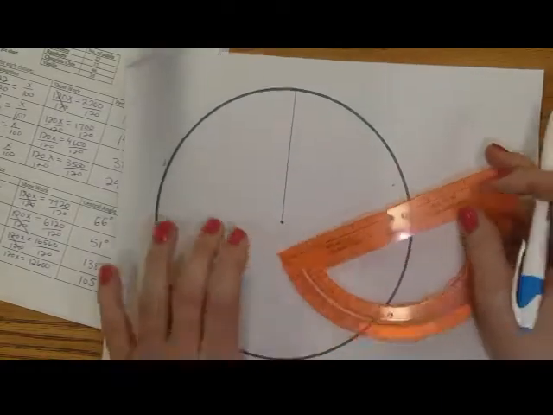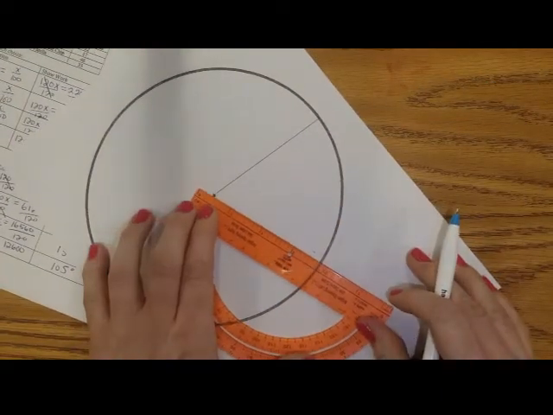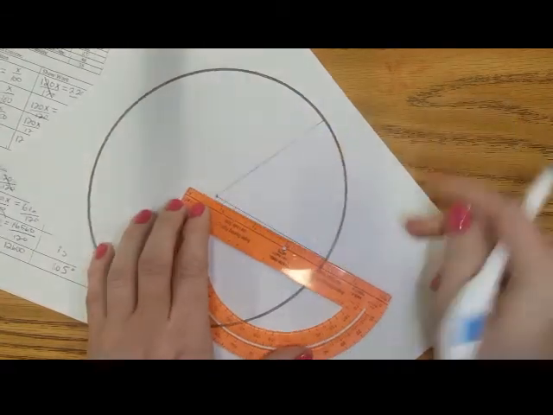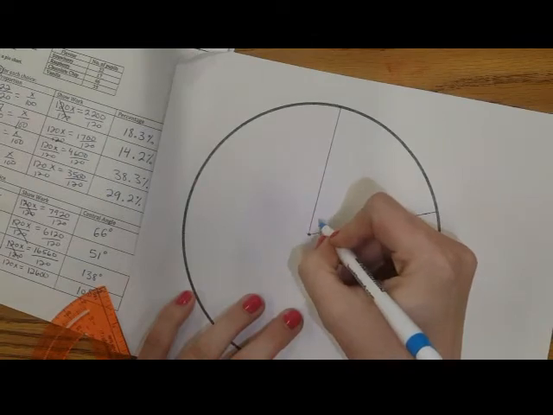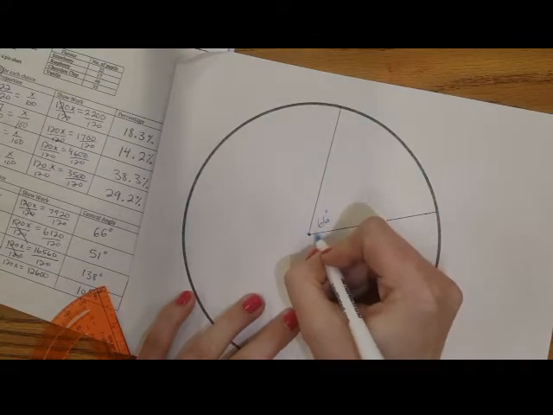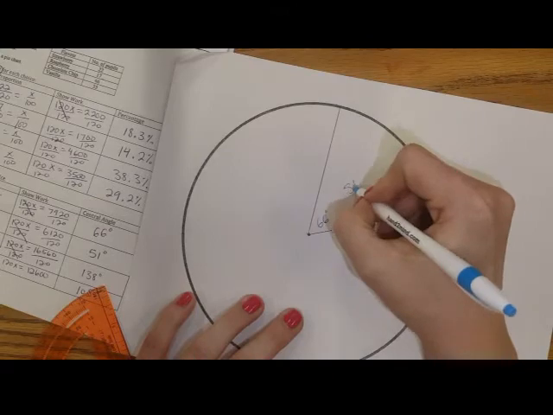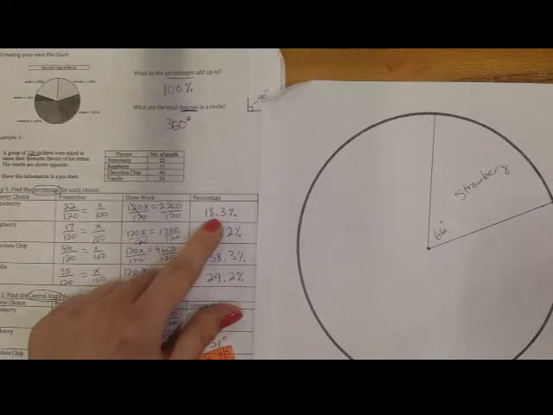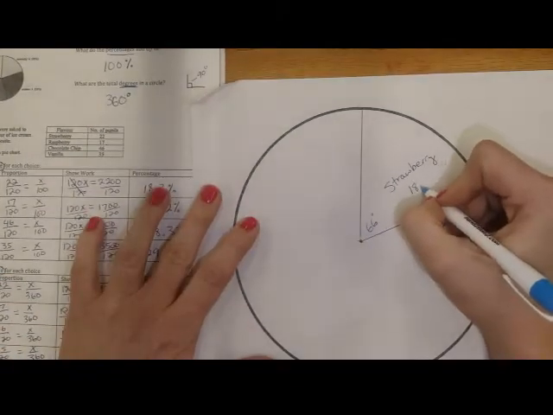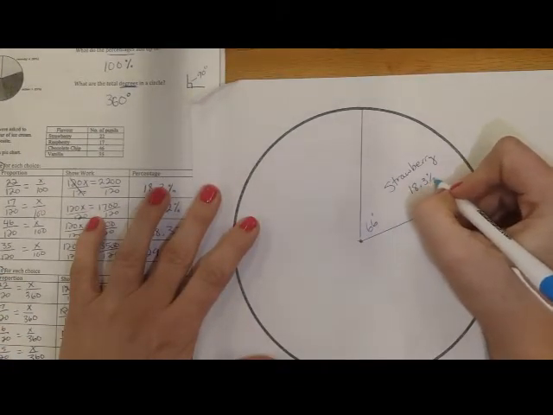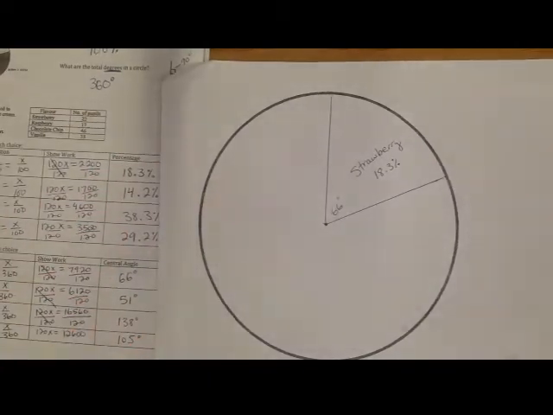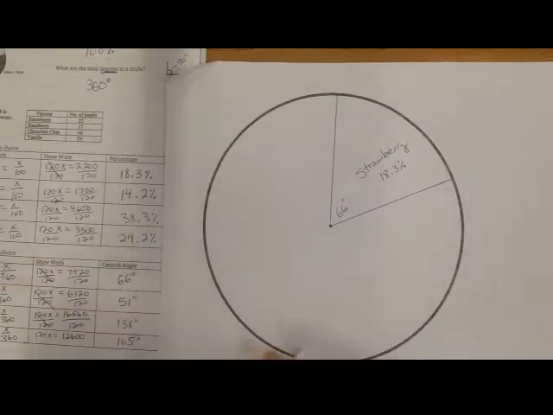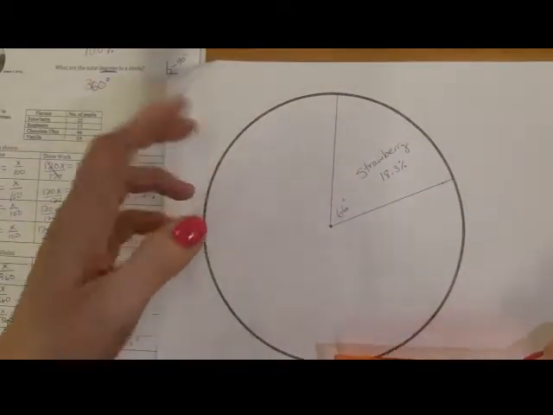Now I can remove it and use the straight edge to draw my little slice of pie. And so now we've drawn, this is 66 degrees. This angle right here is 66 degrees. And this represented strawberry, which was 18.3% of the students. And it's also 18.3% of my circle. So as you're doing this, make sure you're labeling each little section as you go, because you have to keep in mind which one you left off on.